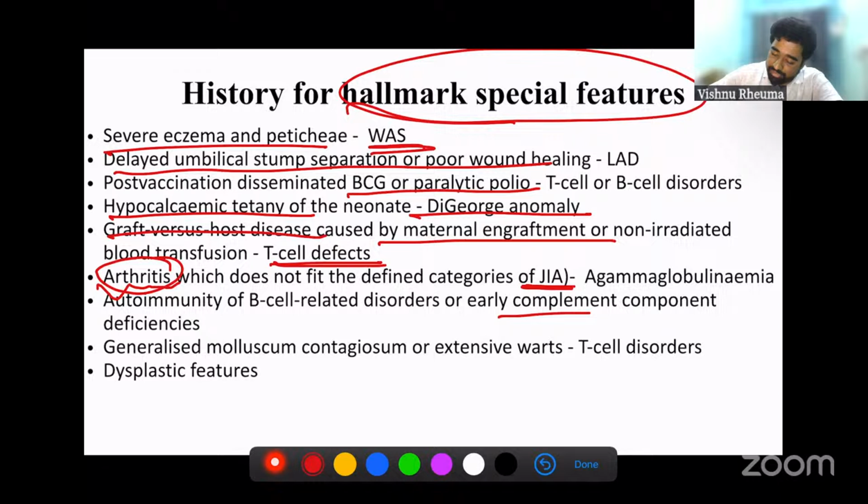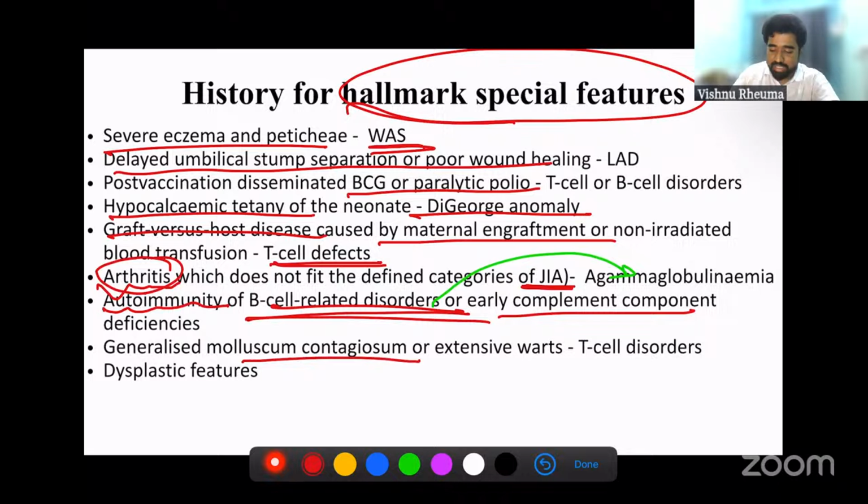Then complement deficiencies, early complement deficiencies, etc. As I told you, autoimmunity will occur, and B cell related defects as well, which will cause arthralgias. Then molluscum contagiosum, does it occur in something like HIV? Yes, it is a possibility. Extensive warts, yes, in HIV they occur. T cell disorder, dysplastic features.